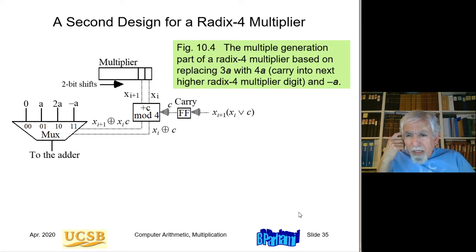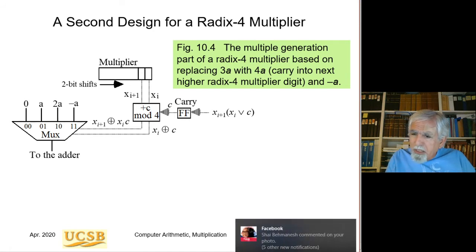Okay, here's a second way of handling that difficult multiple. Whenever I have to add 3 times a to the partial product, so 0a and 2a as before, instead of 3 times a, which needs to be pre-computed and stored in a register, rather than adding 3 times a, I subtract a. Okay? Don't add 3 times a, but subtract a.